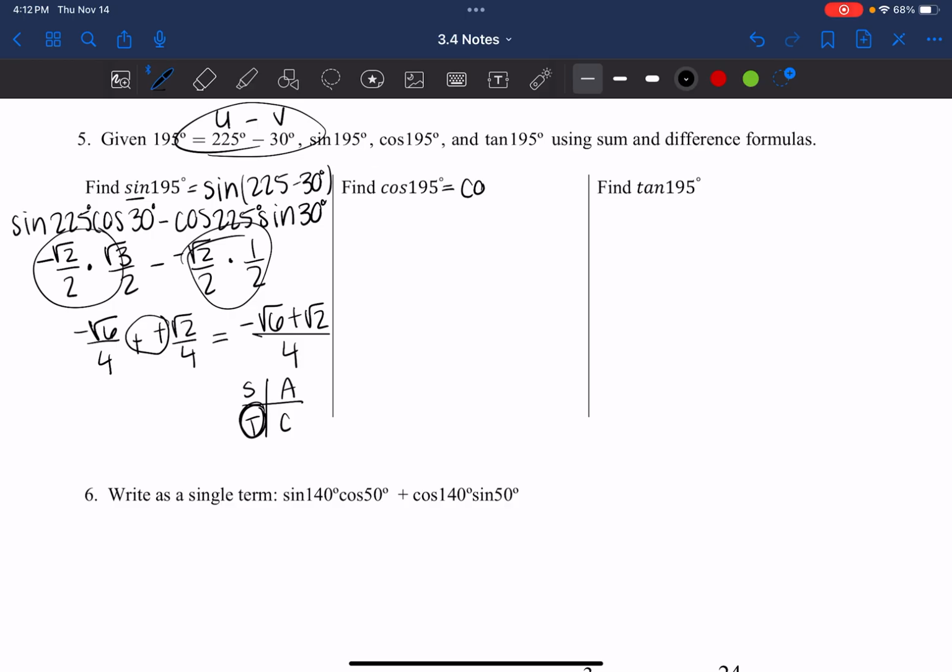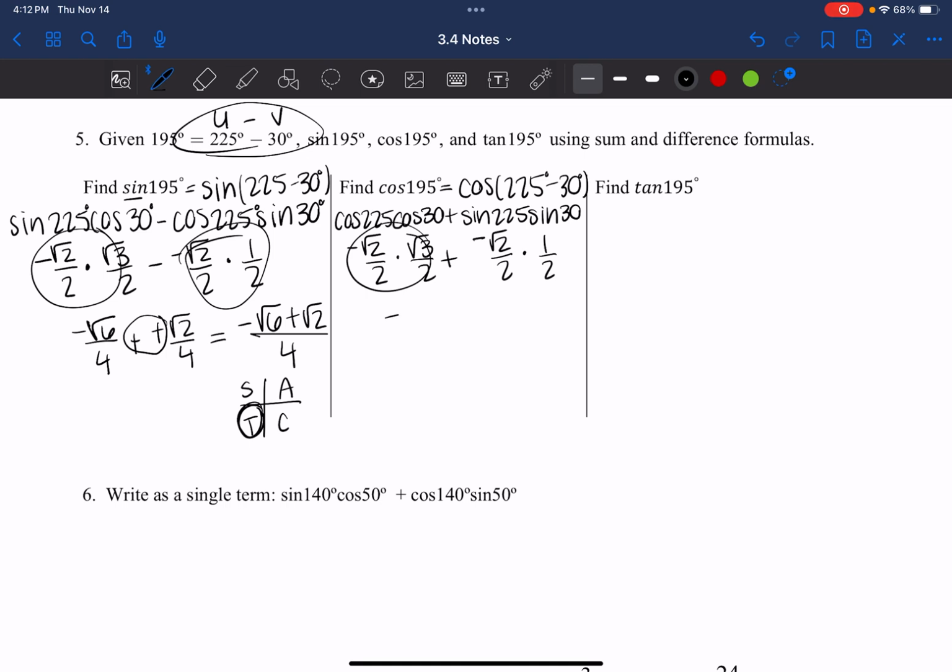All right, cosine of 195. So this would be cosine of 225 minus 30. All right, so for our cosine formula, that would be cosine of 225 cosine of 30 plus sine of 225 times sine of 30. Well, we already discussed in the previous example that cosine of 225 is negative root 2 over 2. Cosine of 30 is root 3 over 2. Sine of 225 is negative root 2 over 2. And sine of 30 is 1/2.